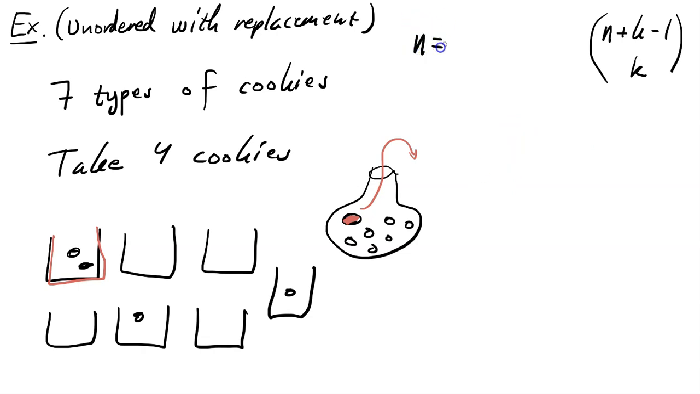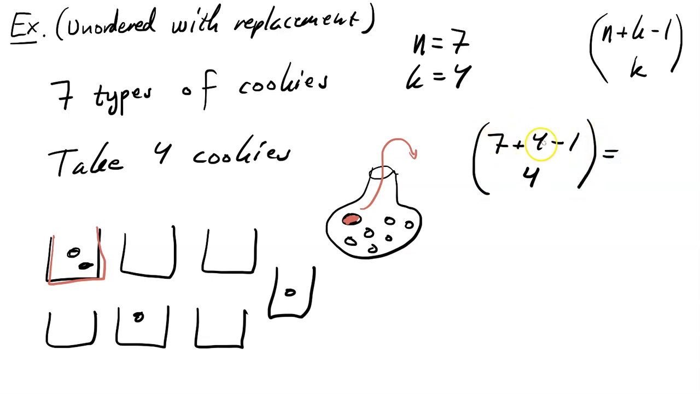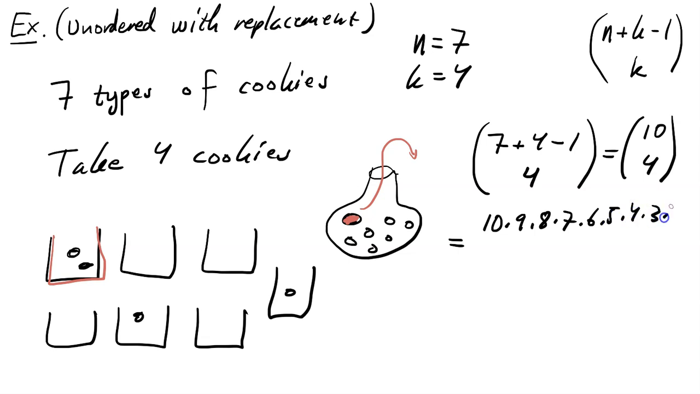So we have 7 different types of cookies, and we pick 4. So what will this be then? It will be 7 plus 4 minus 1, choose 4. So this is 11 minus 1, 10. And then I almost wrote a fraction here. No, it's not a fraction. It's 10 choose 4. So this is 10, 9, 8, 7, 6, 5, 4, 3, 2, 1.